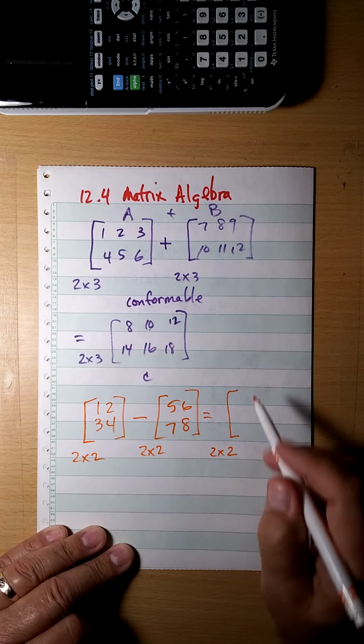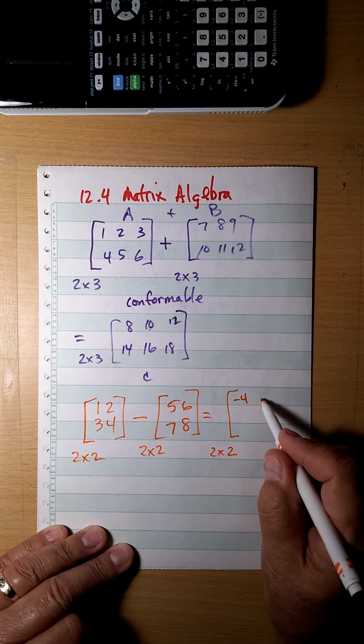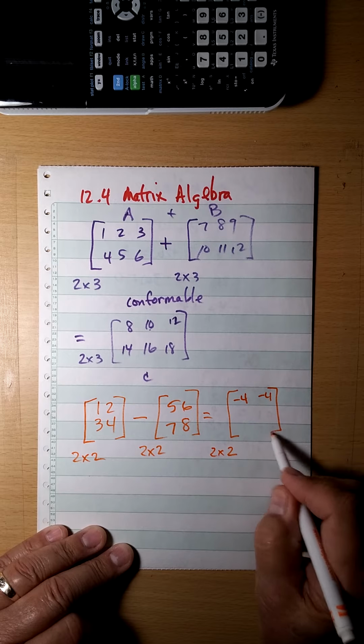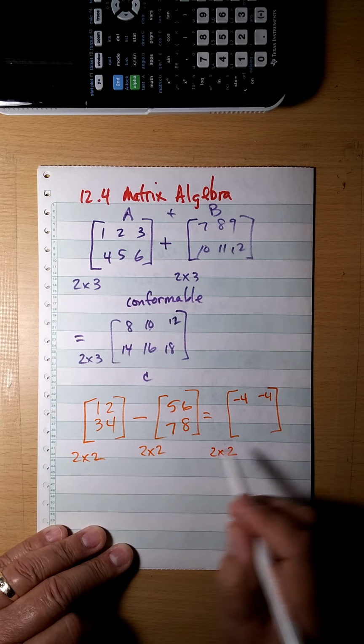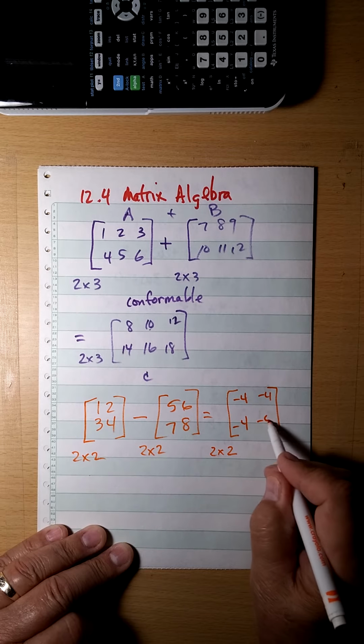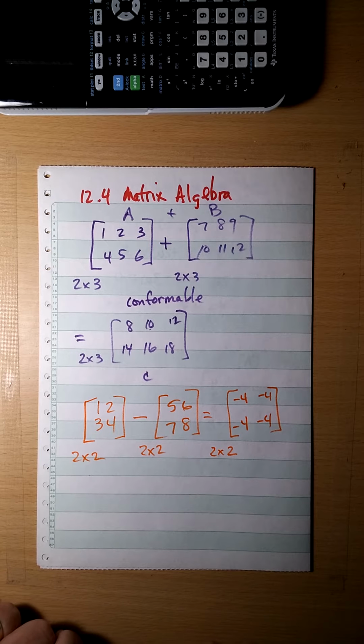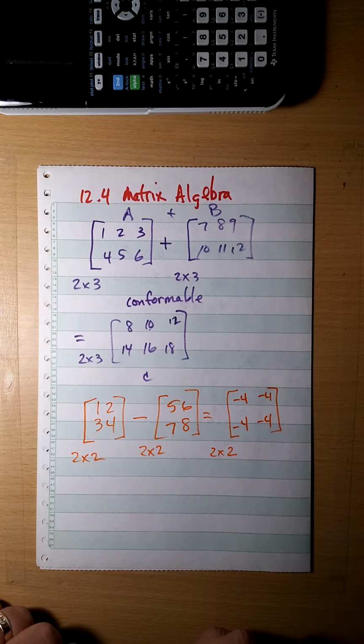1 minus 5 is a negative 4. 2 minus 6 is a negative 4. 3 minus 7 is a negative 4. 4 minus 8 is a negative 4. So, subtraction, addition, not so bad.